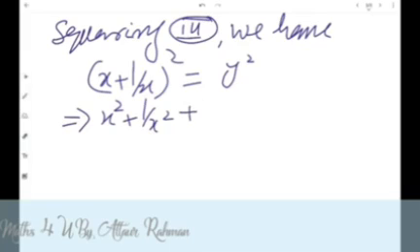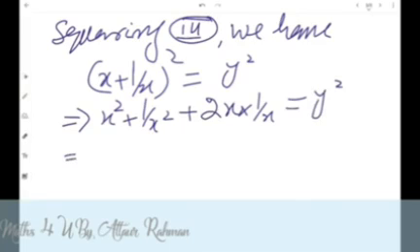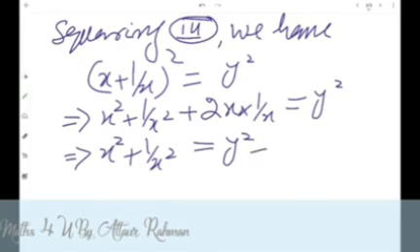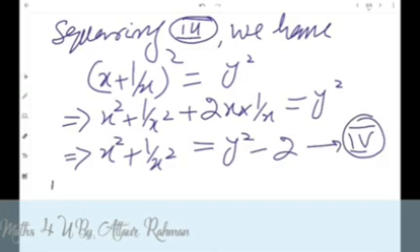X square plus 1 upon x square plus twice into first into second, and in the right we have y square. So in the left we have x square plus 1 upon x square plus 2, because x got cancelled with x, and we are left with x square plus 1 upon x square is equal to y square minus 2, and mark this as our equation 4.